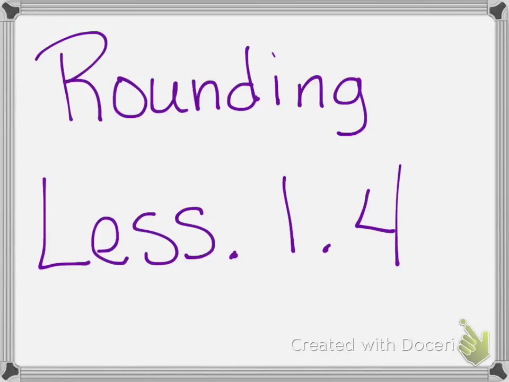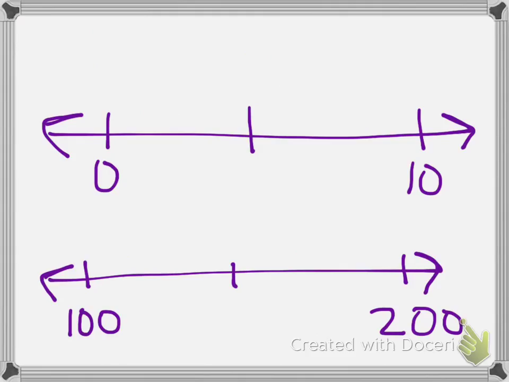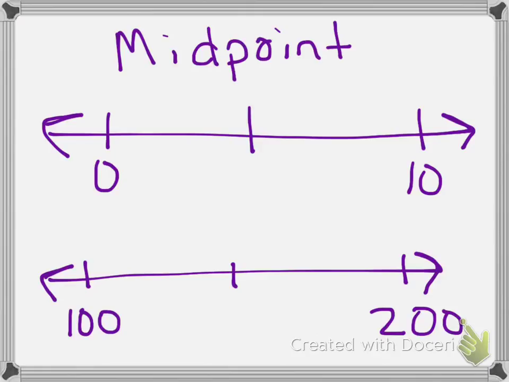I wanted to touch base and show everyone how I've been teaching rounding, and this is lesson 1.4. The first thing we talked about is looking at a number line and talking about the midpoint. I always ask what's the midpoint, because it helps them decide if it's closer to one or the other. The halfway or midpoint for 0 to 10 would be 5, and the students recognize that 5 is the midpoint.